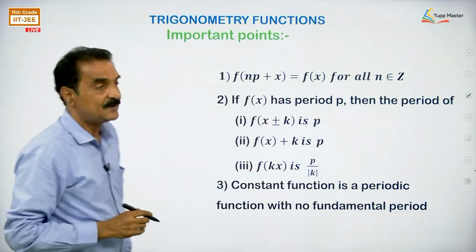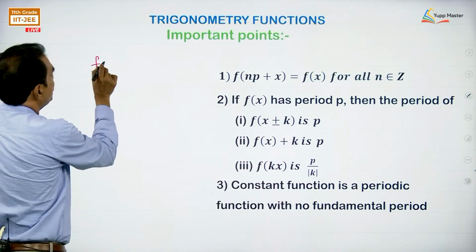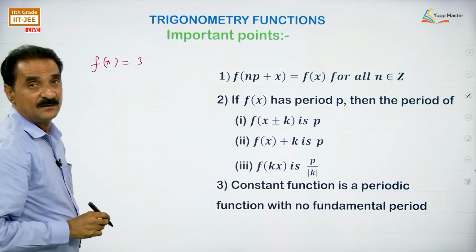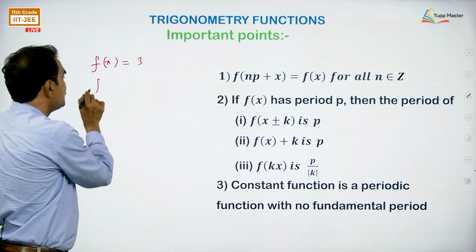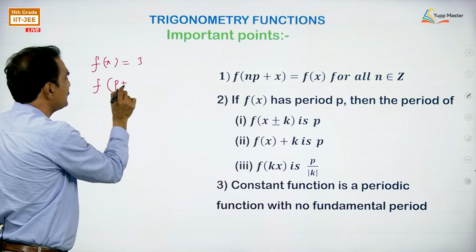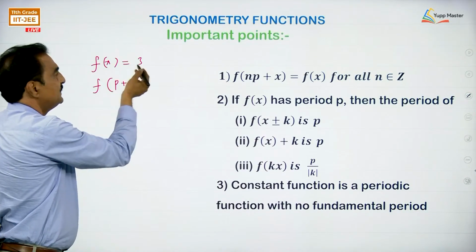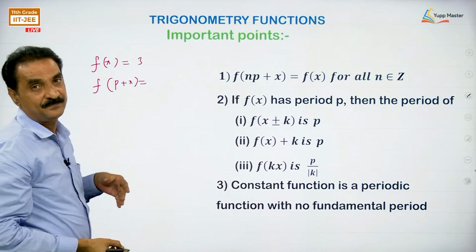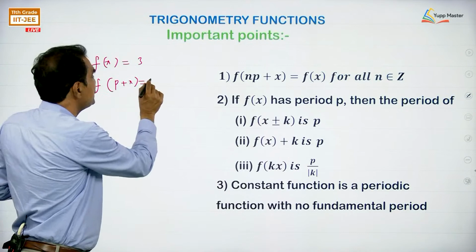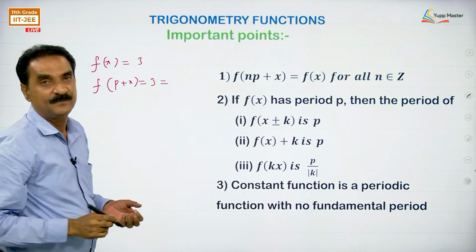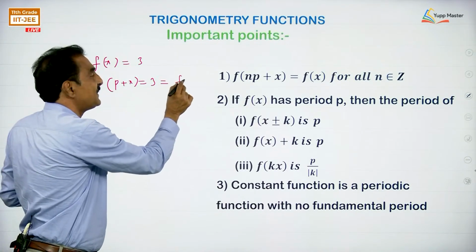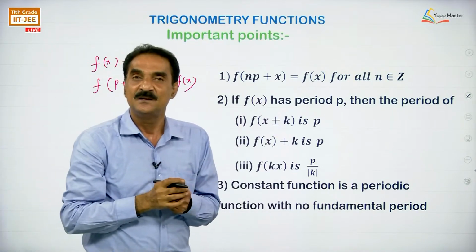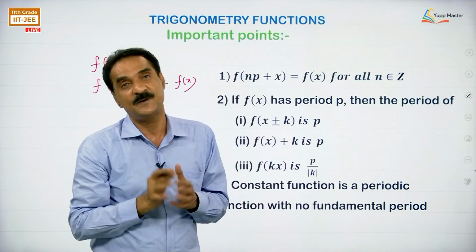Let us take a constant function f(x) = 3. Now, if I take the condition f(p + x) = f(x), f(x) is a constant, so whatever value of x you take, it is the same 3. So f(p + x) is also equal to 3. So f(p + x) is equal to f(x). It is satisfying the definition of the periodic function. So, a constant function is a periodic function.